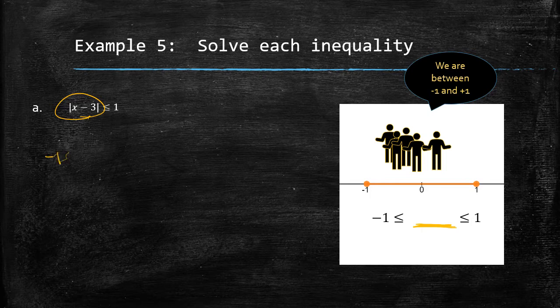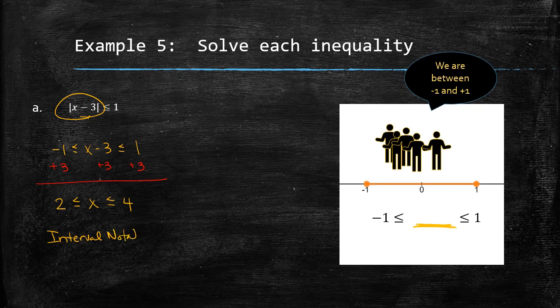So -1 is less than or equal to x minus 3, which is less than or equal to +1. We'll then add 3 to all 3 parts of the inequality. So we have 2 is less than or equal to x, which is less than or equal to 4. This answer should either be written in interval notation, so we have 2 to 4.